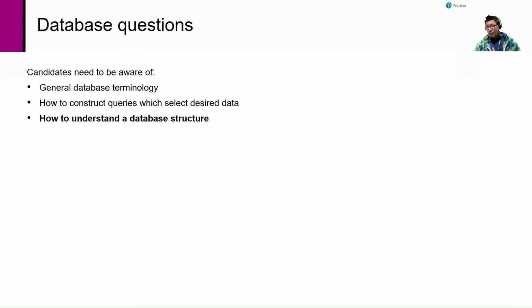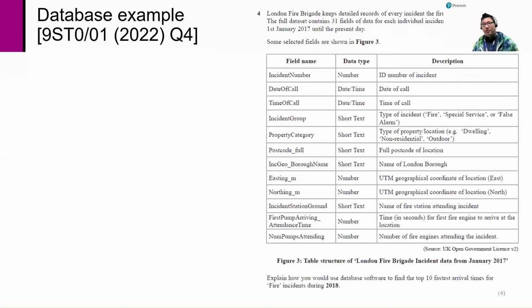Now, how to understand a database structure? I'm just going to do this by an example. This was an example from 2022, probably my favorite databases question of all time. It gives you the entire structure of the database, giving you absolutely no information that's contained in the database. It just says, how would you use database software to find the top 10 fastest arrival times for fire incidents during 2018?